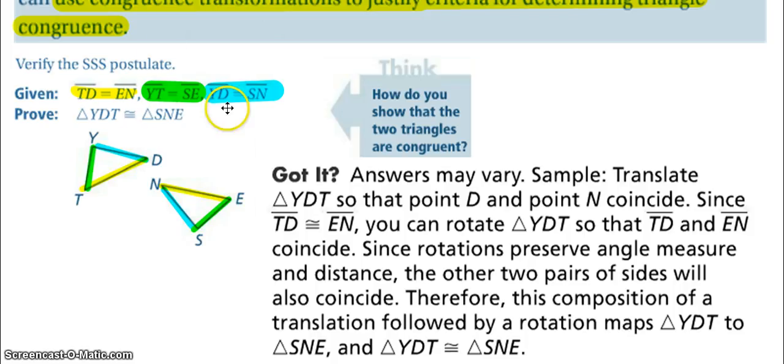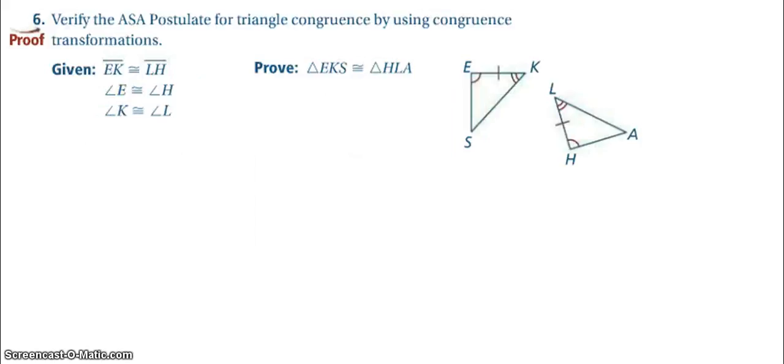Side, side, side can in fact prove your triangle congruence. I was thinking angle, angle, angle cannot prove congruence. That proves similarity. Try reasoning through number 6 on your own.